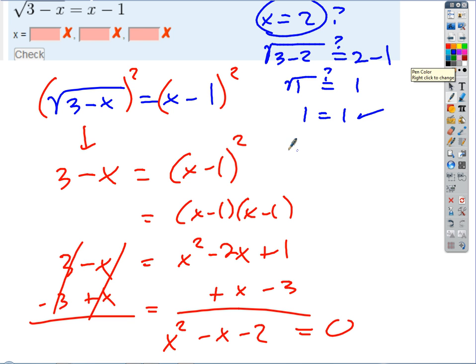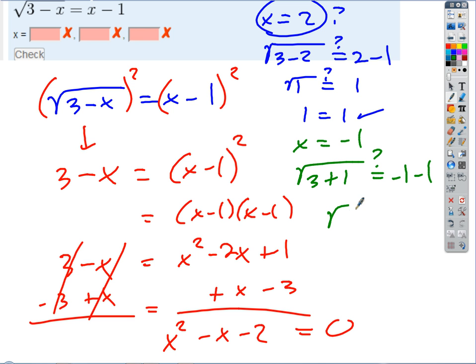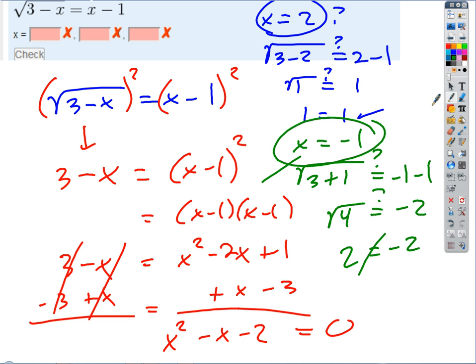Negative 1. If I put in negative 1, I get the square root of 3 minus negative 1 equals negative 1 minus 1. Does the square root of 4 equal negative 2? No, it doesn't. 2 does not equal negative 2, and so x equals negative 1 is out of there. That one doesn't work, right?